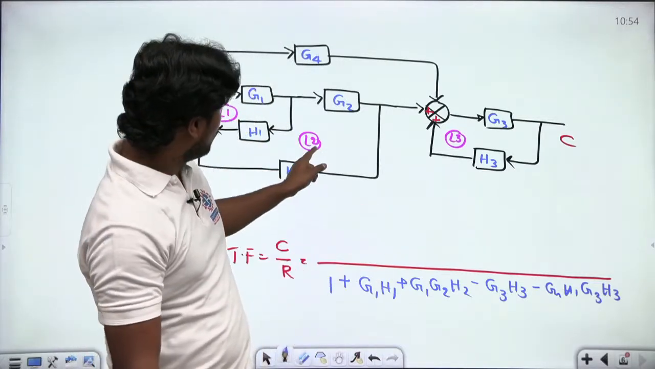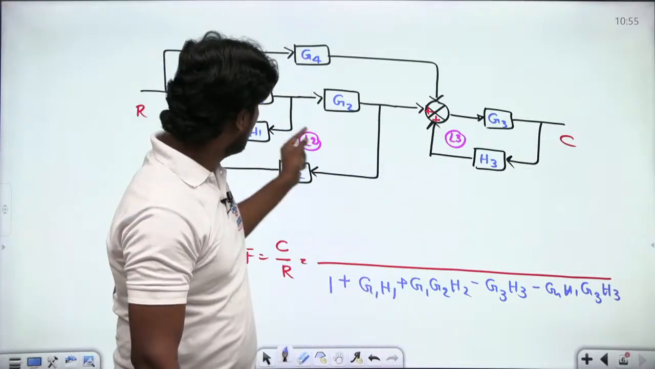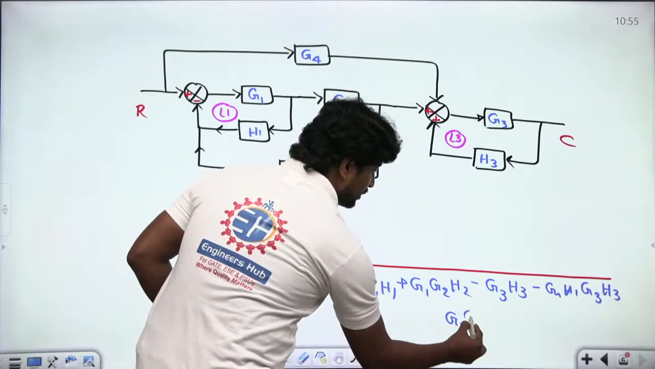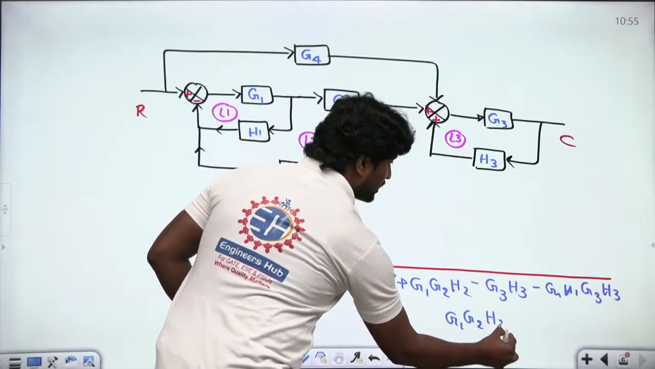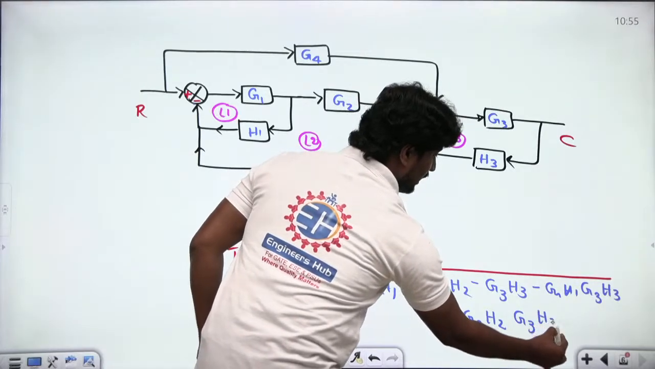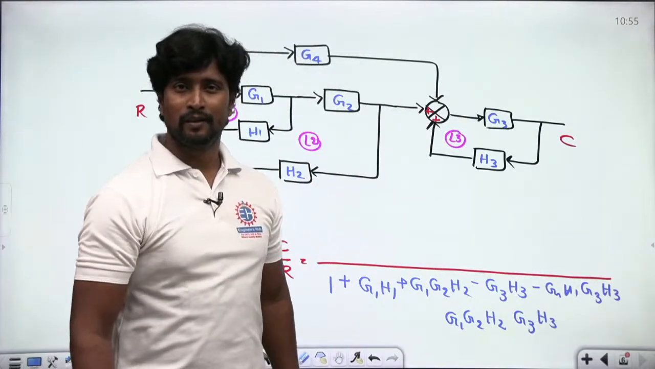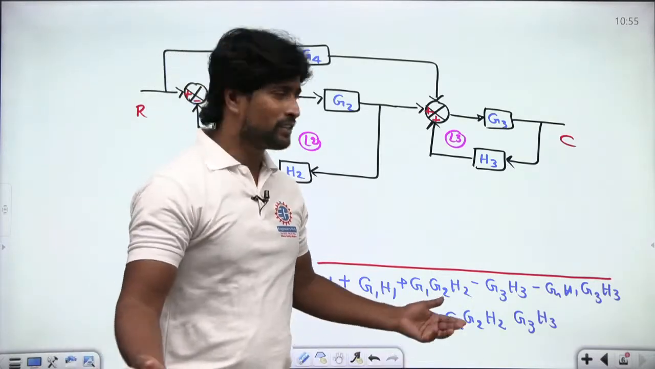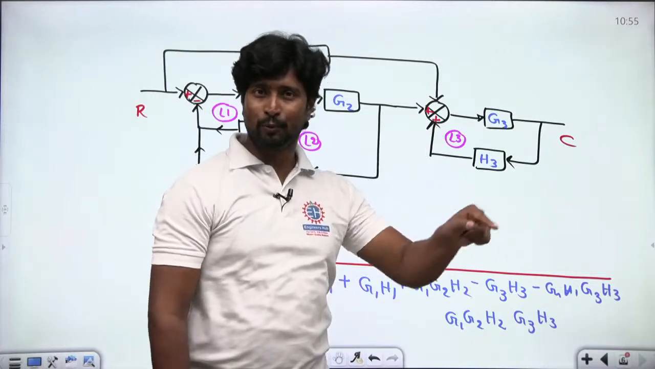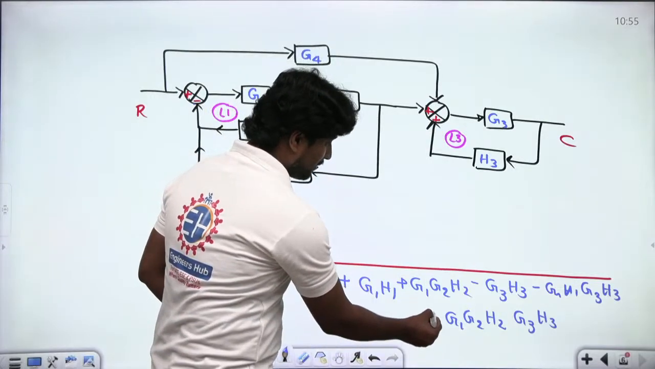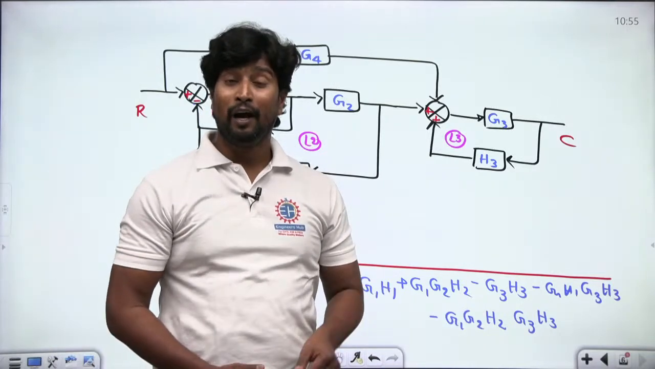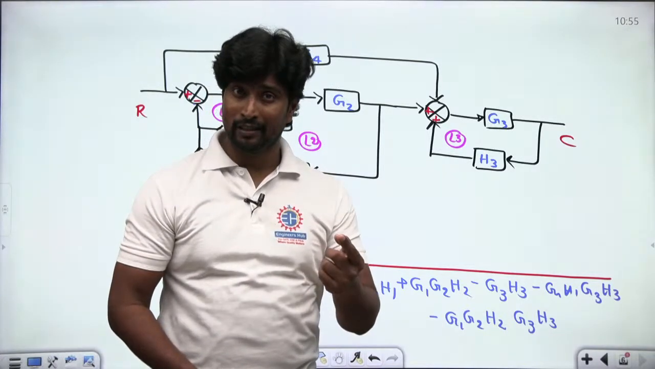One more pair is possible. What is the one more pair? Loop 2 and loop 3. What is the loop 2 value? G1, G2, H2. And the loop 3 value is G3, H3. Are you clear? And again, what is the sign? Loop 2 sign is minus and loop 3 sign is plus. Minus into plus, minus. Done. The denominator part is done. And go to the numerator part.